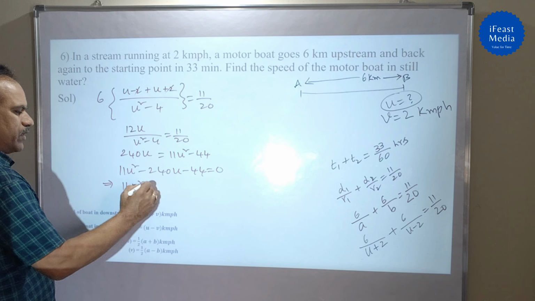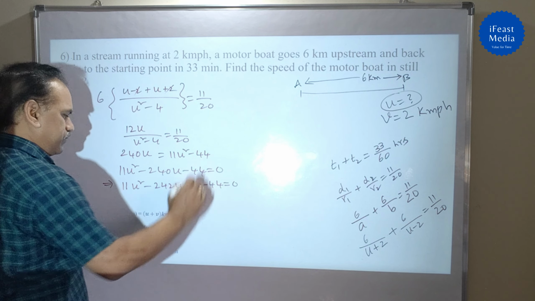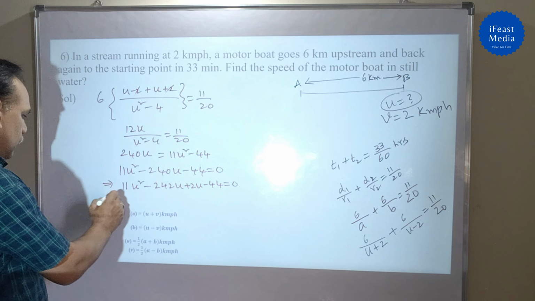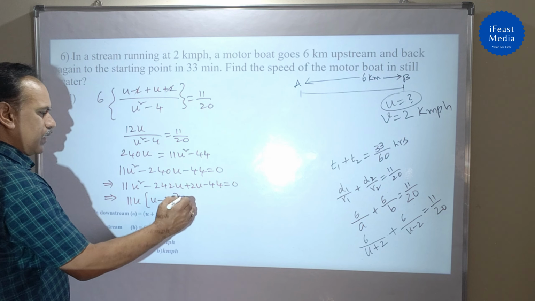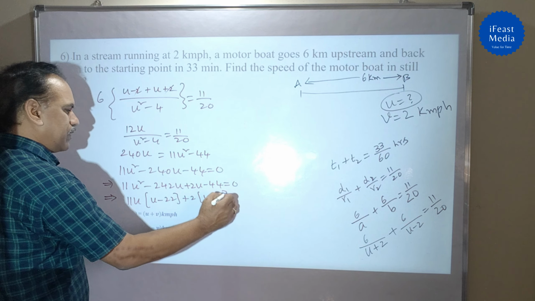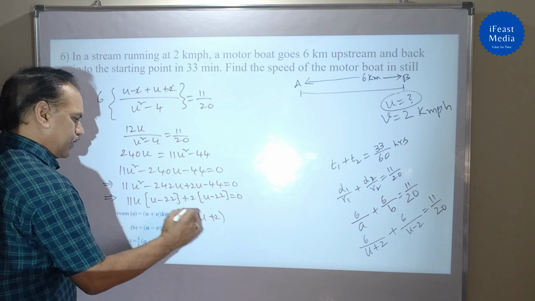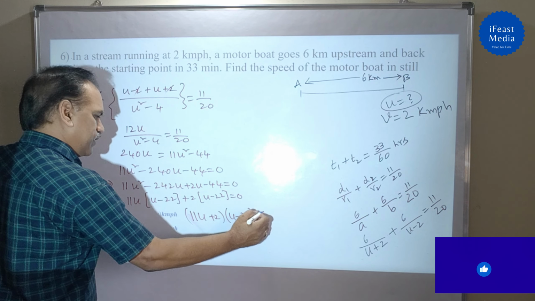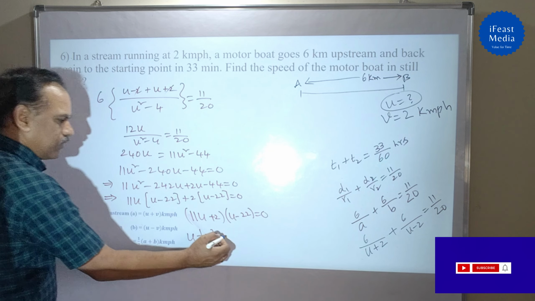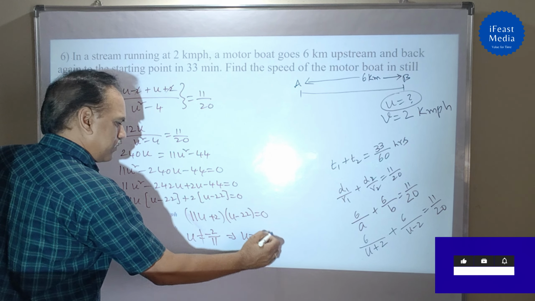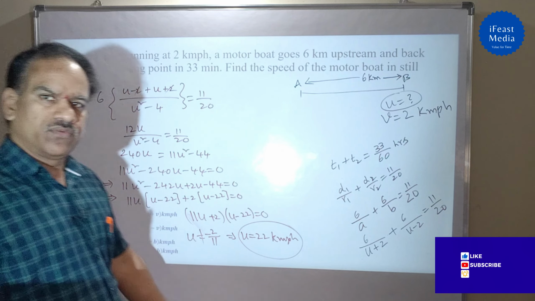You factorize this: 11U square minus 242U plus 2U minus 44 equal to 0. Right. So you take 11U common, it is U minus 22 plus 2 into U minus 22 equal to 0. 11U plus 2 multiplied by U minus 22 equal to 0. So U cannot be minus 2 by 11 because it is speed. So U must be 22 kmph. That means the speed of the boat in still water must be 22 kmph.